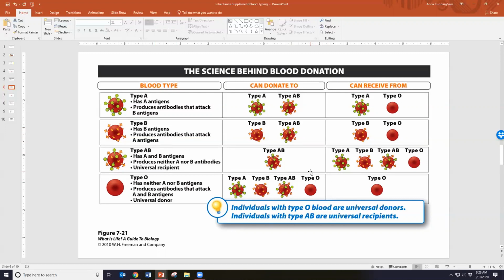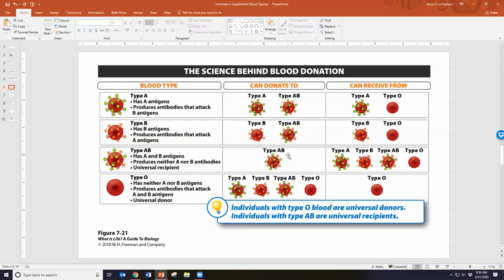Type AB blood is a little more complex. It has both A and B antigens. Because of that, it doesn't have any antibodies. And because they don't have any antibodies, that means they can receive blood from any of the blood types. So they're called a universal recipient. They have nothing that will fight a different blood type.